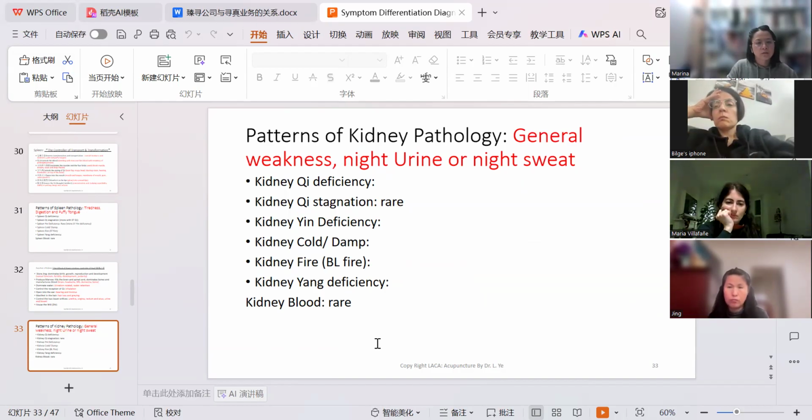But to talk about particular symptoms related to the different patterns of the kidney, I would say these two: night urine and night sweat. These are two particular distinct symptoms associated with the kidney. Night urine is related to kidney qi and kidney yang deficiency. More than one time a night.